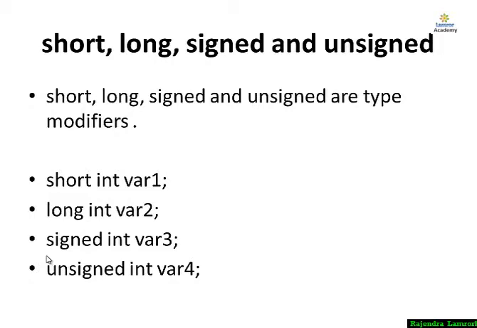Short, long, signed or unsigned. Here we are using short and long as type modifiers for the variable types. Your integer type has some specific size as per your operating system, but with short we can reduce the size of the integer, or with long we can increase the size of the integer. With signed we take both positive and negative values, but unsigned uses only positive values. Okay, so integer size depends on the compiler.